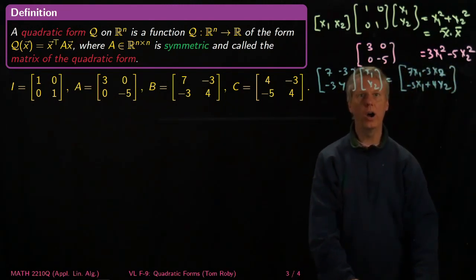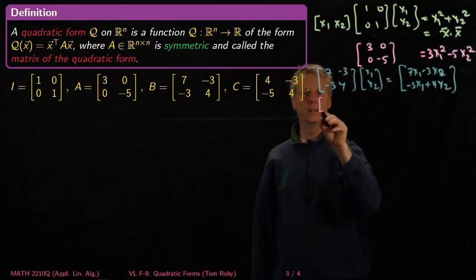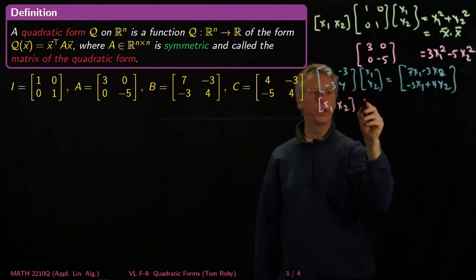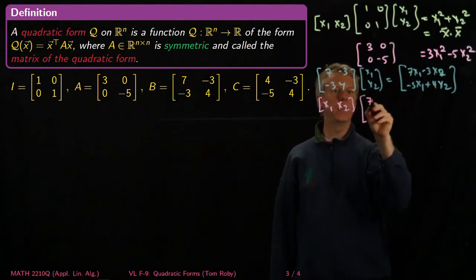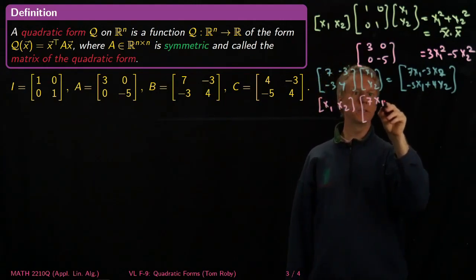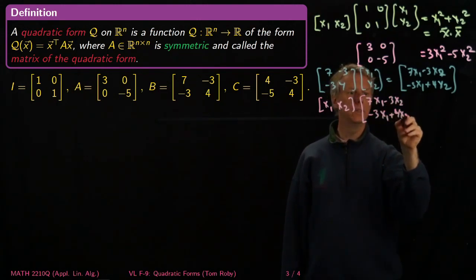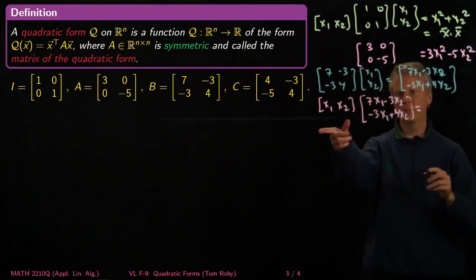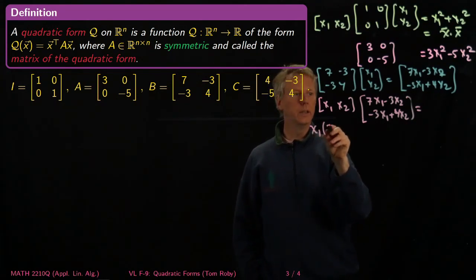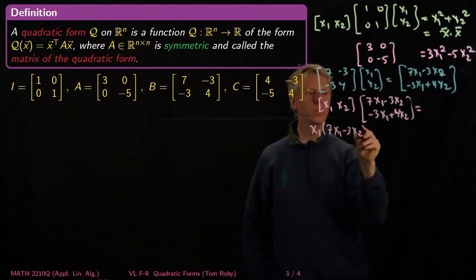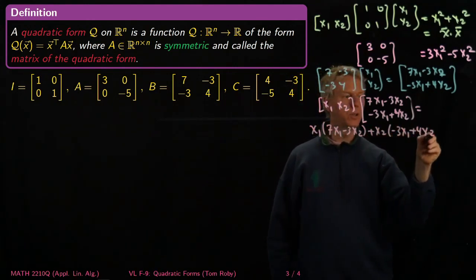And now I want to tack on to this my x1, x2. So if I take x1, x2 and I multiply it by this column vector, I'm really just taking the dot product of these two vectors. Then what do I get? Well, I end up getting x1 times (7 x1 minus 3 x2) plus x2 times (minus 3 x1 plus 4 x2).